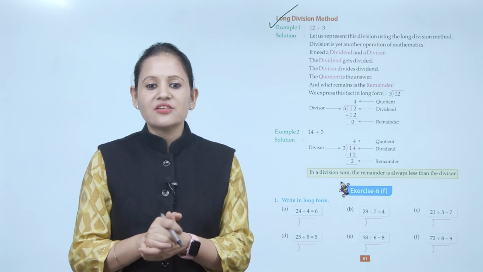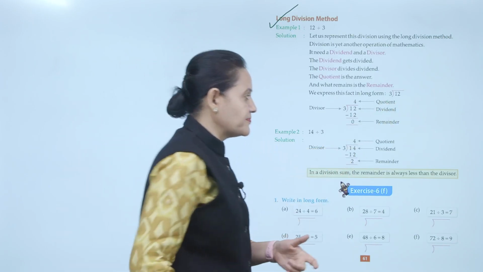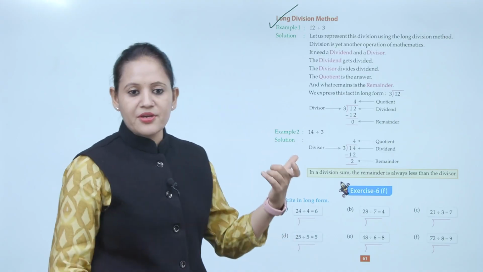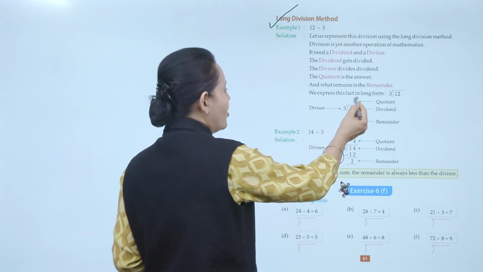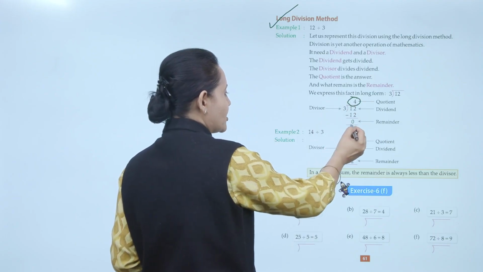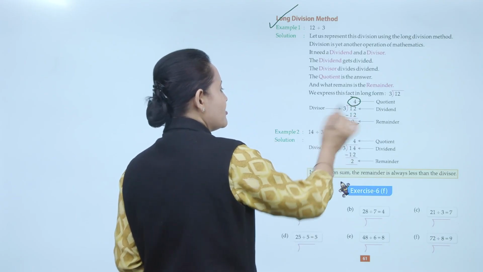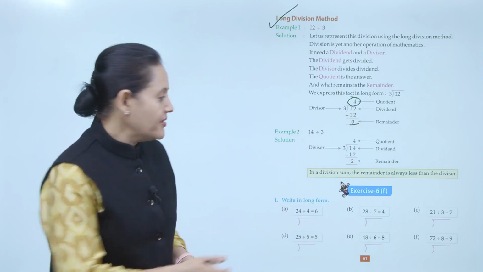We express the fact in long form. इस तरीके से लिखेंगे हम 12 divided by 3. So now we'll call the table of 3. 3 4s are 12. So 4, here's your quotient. 12 minus 12, that is 0. So 0 is remainder, 3 is divisor and 12 is dividend. Clear? We'll take one example.